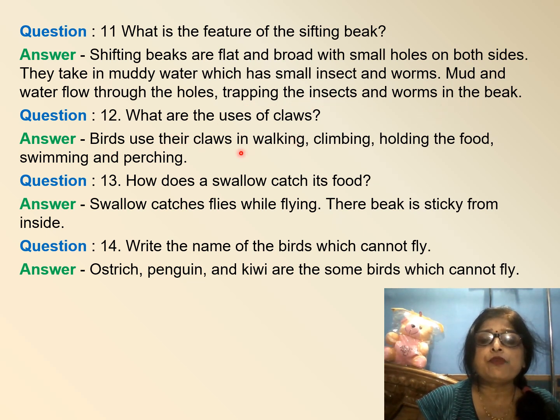What are the uses of claws? Birds use their claws in walking, climbing, holding food, swimming and perching. How does a swallow catch its food? Swallow catches flies while flying. Their beak is sticky from inside. It helps them to catch the food. Write the name of the bird which cannot fly. Ostrich, penguin and kiwi are the examples of the birds which cannot fly.